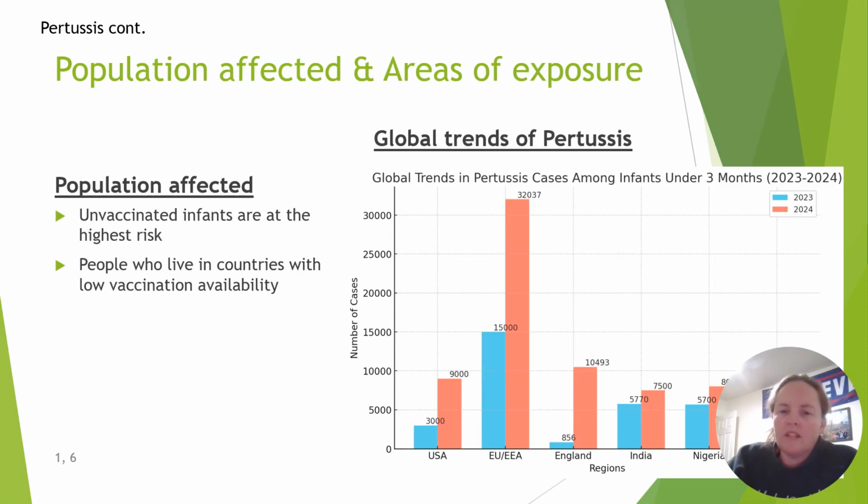Our populations that are more at risk would be, again, unvaccinated infants, who are at the highest risk, but also people who live in countries where they don't have as much access to vaccinations. So here I attached a chart that shows the global trends of pertussis.